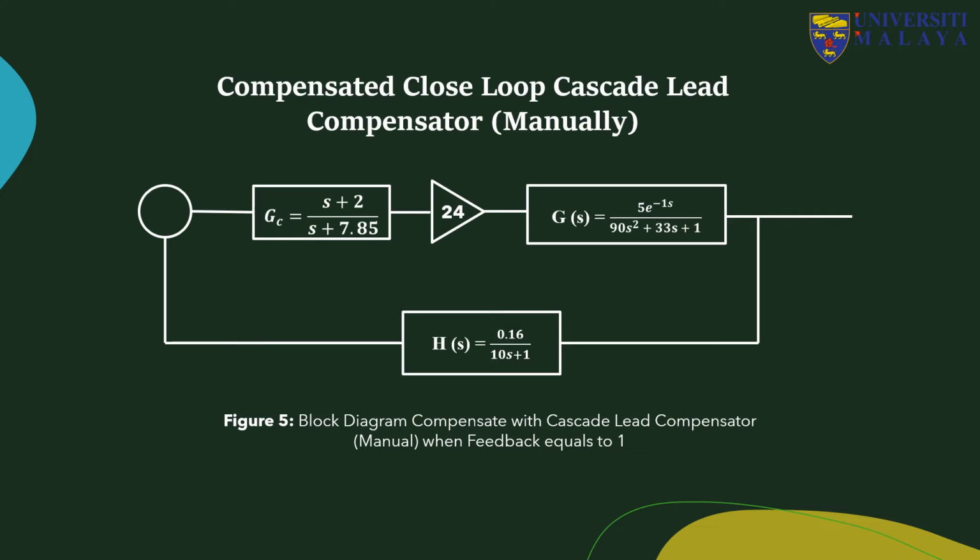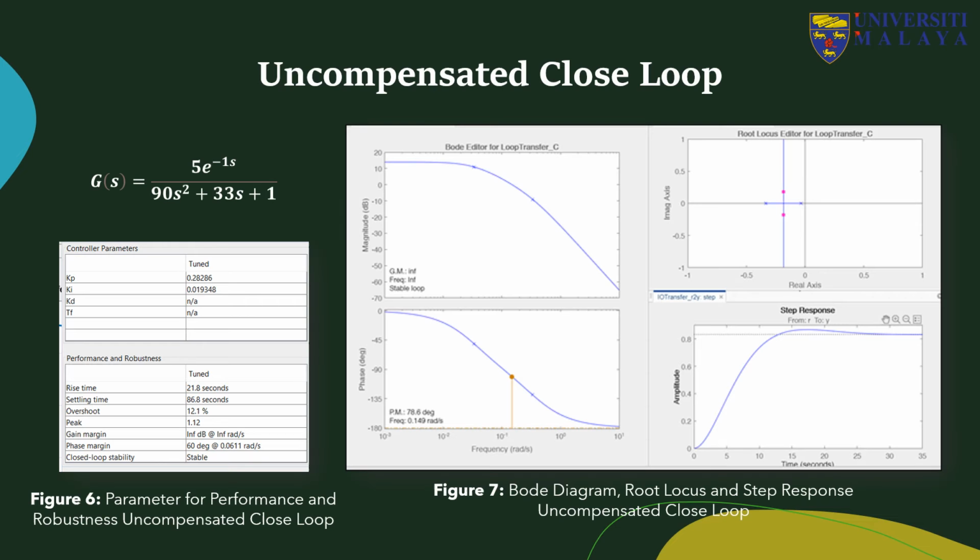Then from this manual calculation of the lead compensator, the cascade lead compensator, we insert it into the block diagram again with 24 as K, and this is the DC compensator transfer function. Then from both equations, first we insert the transfer function for the uncompensated closed loop G(s), 5e to the power negative 1s over 19s squared plus 33s plus 1.